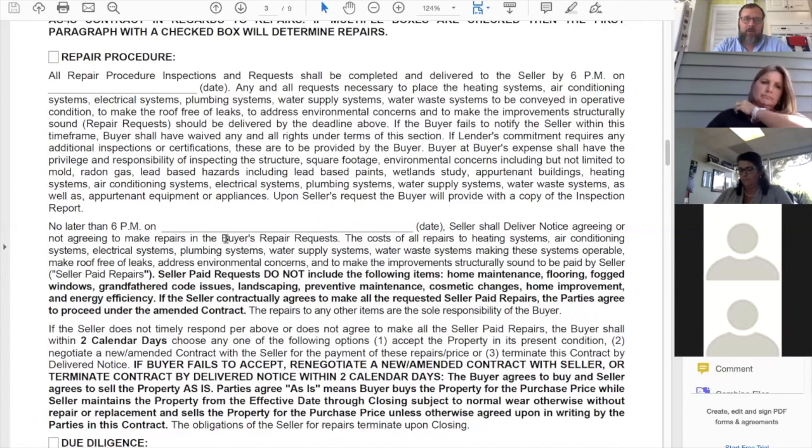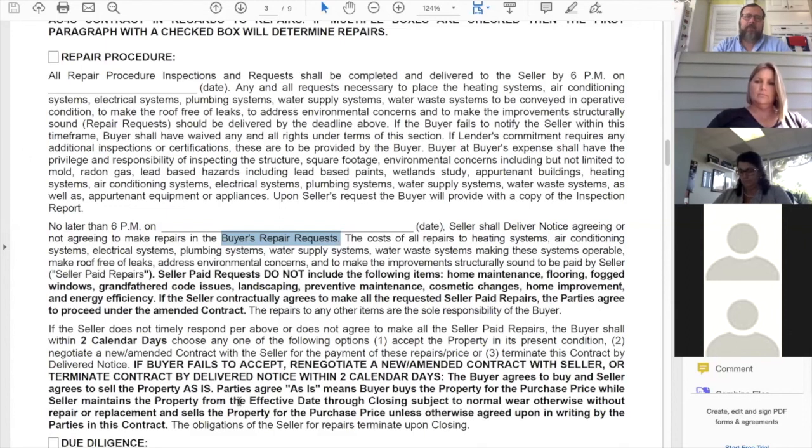So again, this buyer repair request may have things in there that are not included in the top part of this paragraph. You still have to respond to the request. It says the cost to make all the repairs to the heating and air conditioning system and roof-free leaks would be the seller's. Seller paid requests do not include the following: home maintenance, flooring, fogged windows, grandfather code issues, landscaping, preventative maintenance, cosmetic changes, home improvement, and energy efficiency. Seller contractually agrees to make all the requested seller paid repairs. The parties agree under the amended contract, repairs to any other items are the sole responsibility of the buyer.